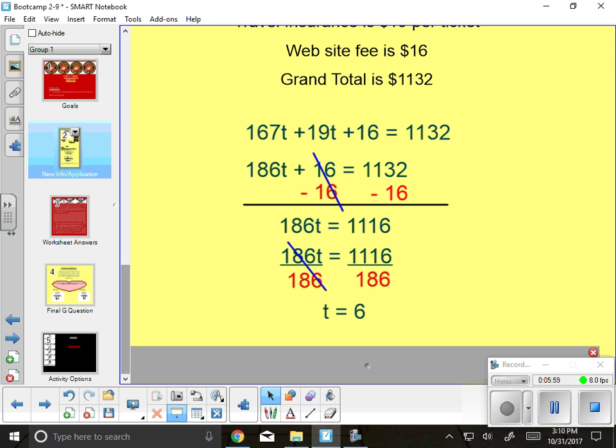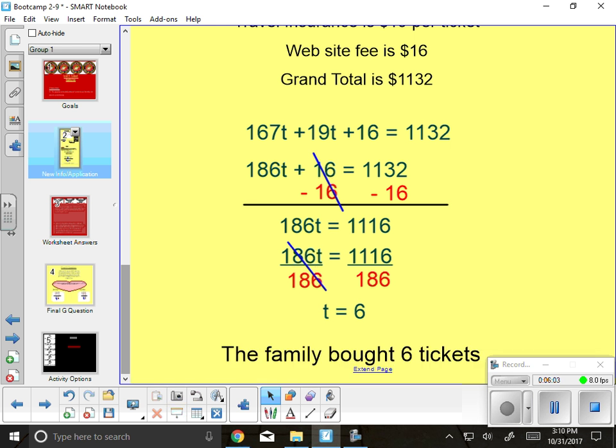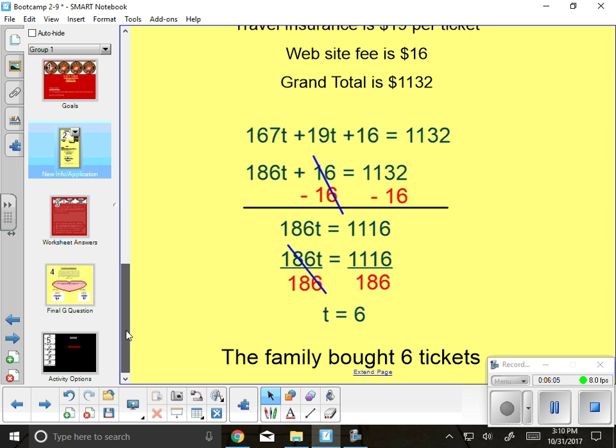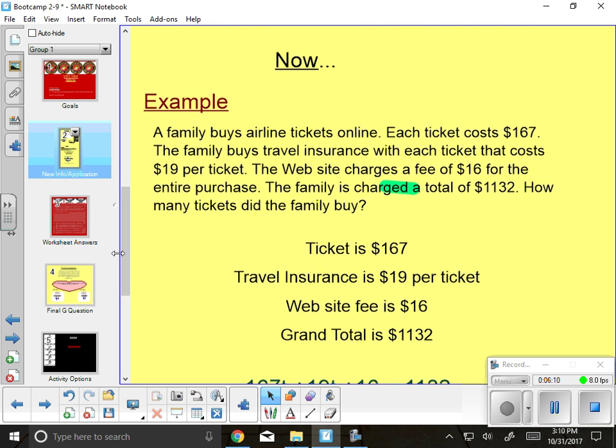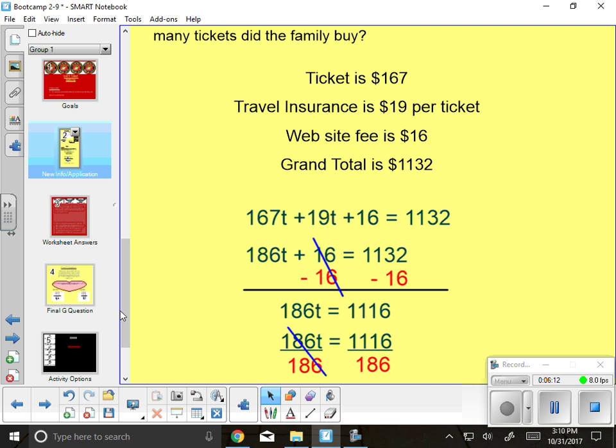So here, it's like, okay, T equals 6. What does that mean? It means that the family bought 6 tickets. And again, just like every other level, we can go right back up here and plug in 6 into the T that's attached to the 167 along with the 19. And when you do that, you will find out that this whole side equals 1,132.